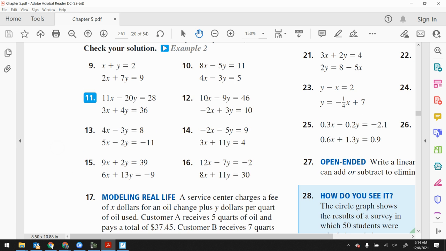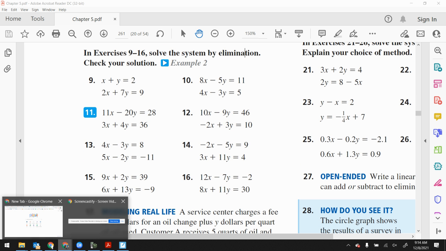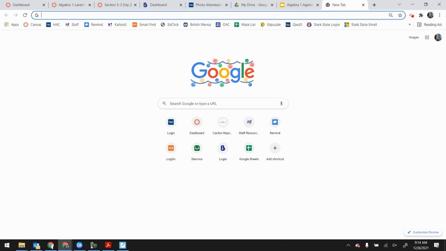Hey, Mr. Laverick. I finally bought a calculator. Why is there an expiration date on it? Bought a calculator.